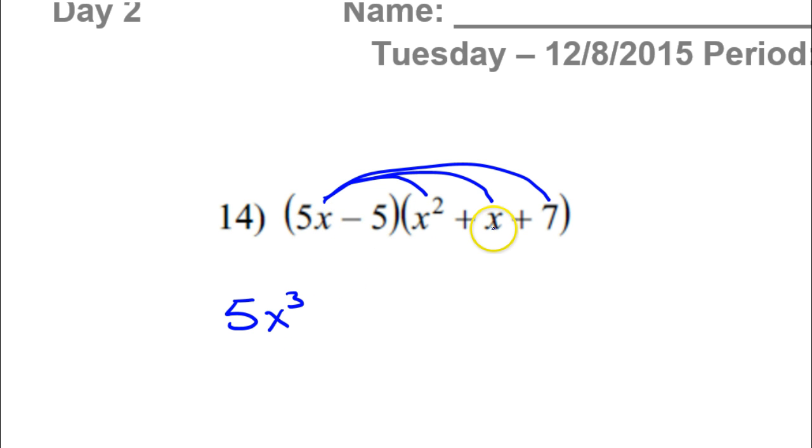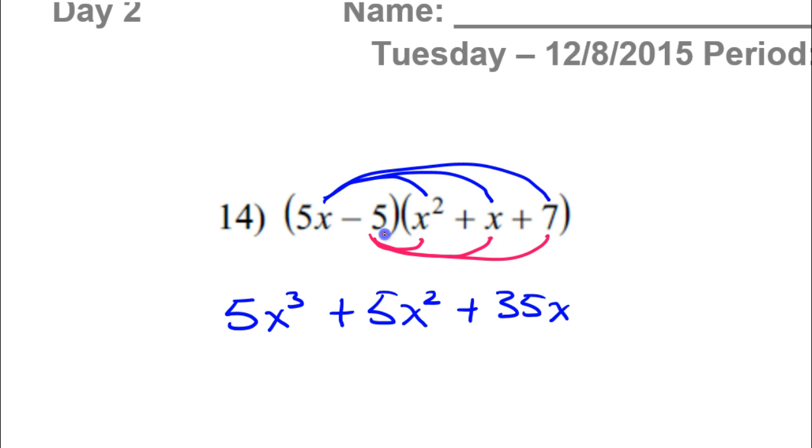5x times x is going to give me 5x squared. And then 5x times 7 is going to give me 35x. So I did that. Now I'm going to take the negative 5 and I'm going to distribute that. Negative 5 times x squared is negative 5x squared.